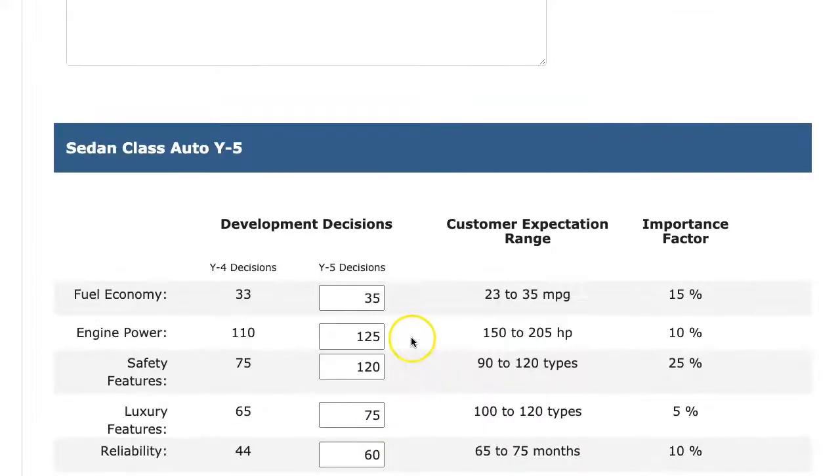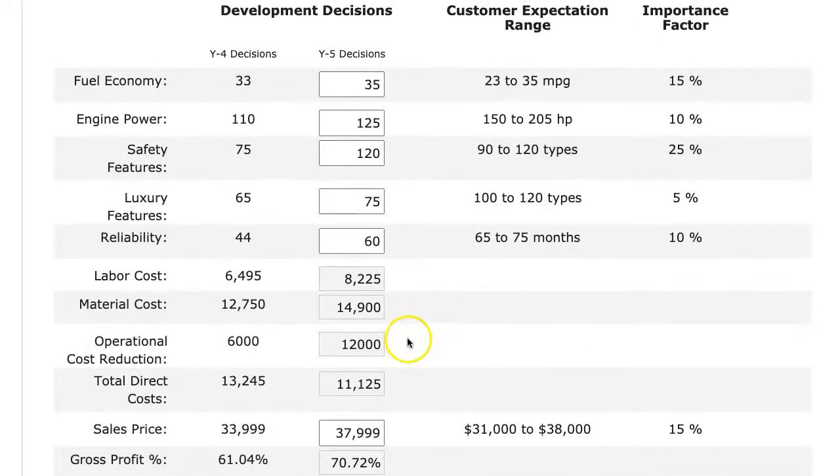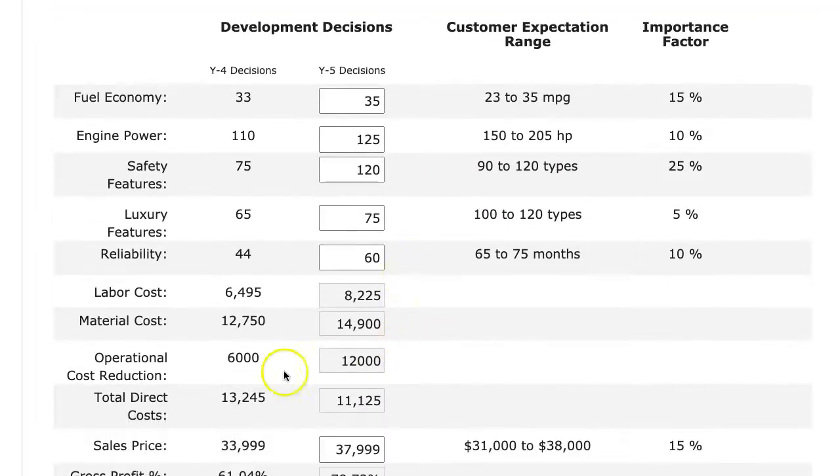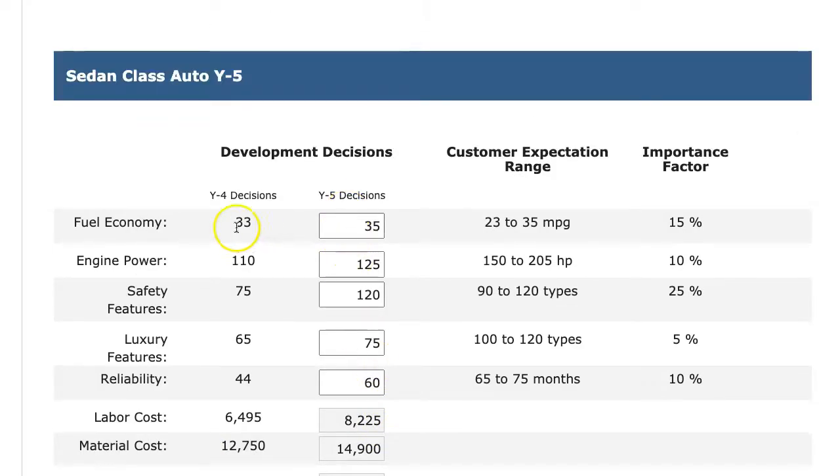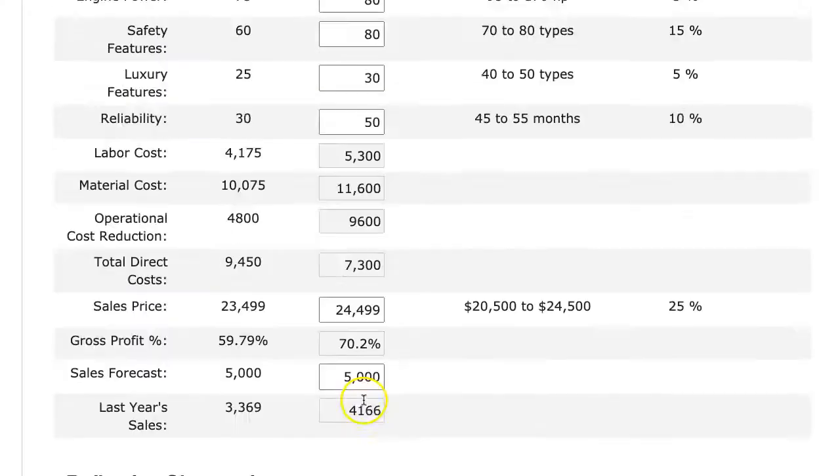in this space. So if you look at, here's the sedan moving from $6,000 a car in cost reductions from year 4, and in year 5 I'm getting $12,000. So again, I'm able to push this up to the 70th percentile and at the same time improve upon all of my statistics on the car.